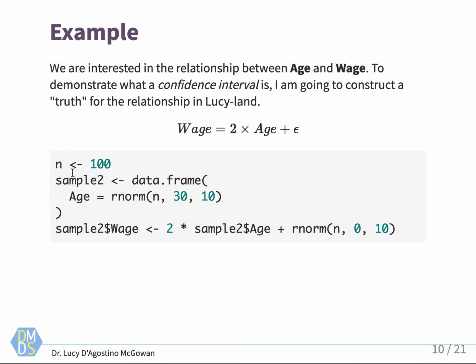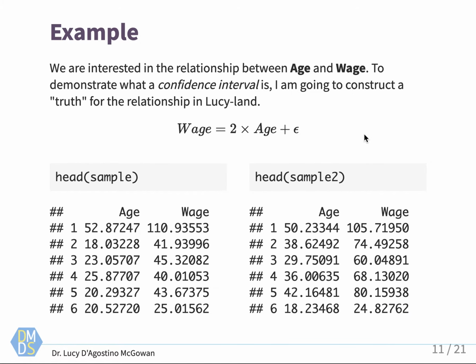Let's say we did this again. So we're going to set n to be 100, and now I'm going to generate a second sample. And so this time, I'm again going to pull from a random normal distribution. I'm going to pull a different 100 people from Lucy land. And these people, their age has a mean of 30 and a standard deviation of 10. I'm going to calculate the wage in this second sample. It's 2 times their age plus this random normal error term. And so comparing sample 1 to sample 2, they look pretty similar, but obviously they're different.